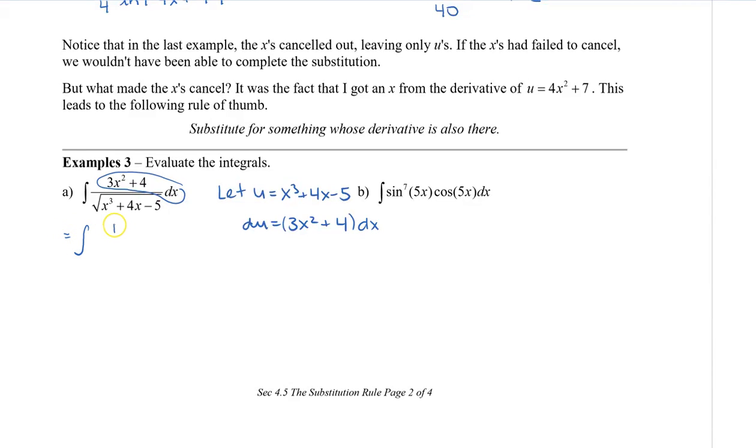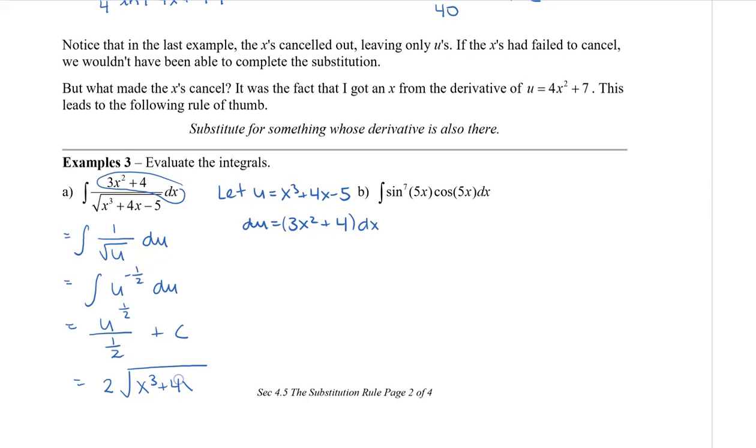So then I have the integral of 1 over root u, and then this whole part that I've circled is now going to be du. So integrating, or before maybe I'll make this as a -1/2 to make it visually easier. So I'm going to add 1, so I'm going to get u to the 1/2 over 1/2 plus c, and then substituting the u back in, I get 2, and the square root of x cubed plus 4x minus 5, and then plus c.